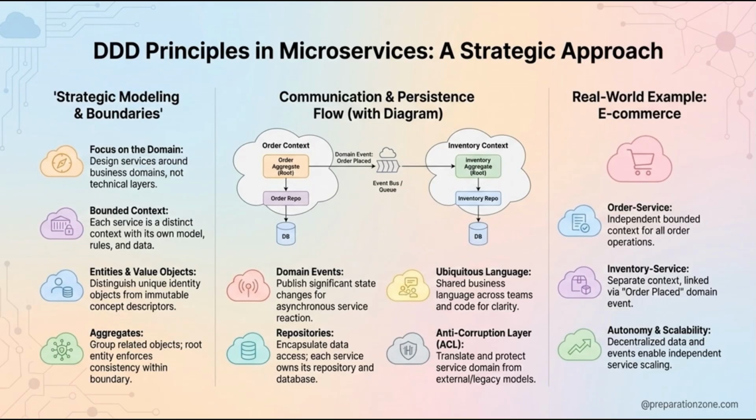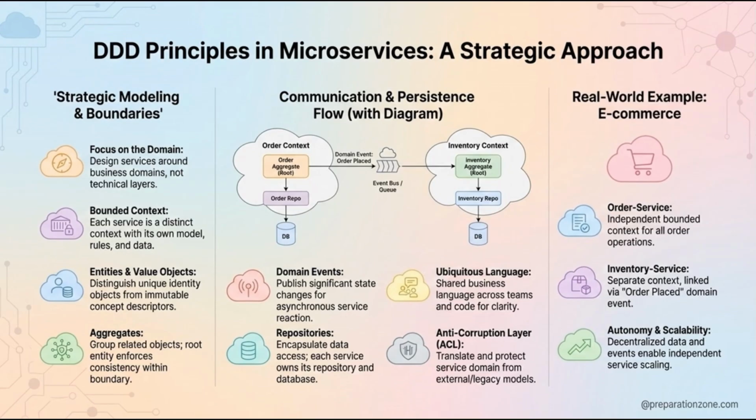Then entities and value objects. Entities represent things that have identity over time, like an order or a user. Value objects are simpler and immutable, like an address or money. They describe what something is, not who it is.